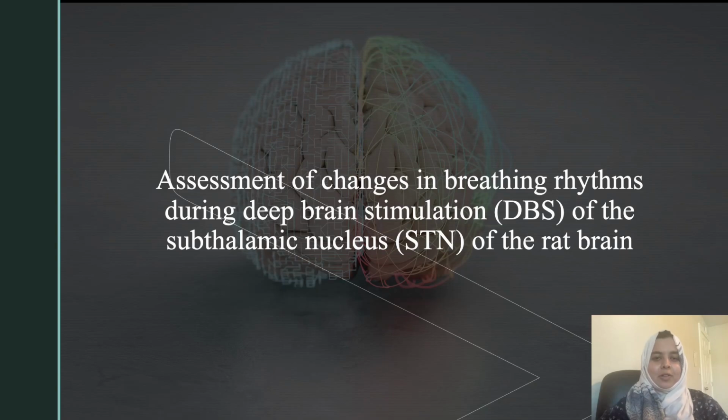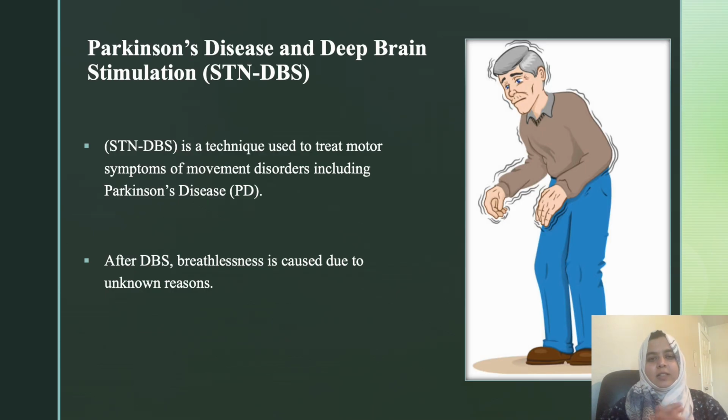Hello everyone. The topic of my project was assessment of changes in the breathing rhythms after application of deep brain stimulation on the subthalamic nucleus of the right brain. The disease that I was interested in for my project was Parkinson's disease, which is basically a neurodegenerative disorder that is caused by the progressive loss of dopamine in the human brain, and that basically leads to tremor, rigidity, and loss of coordination in the human body.